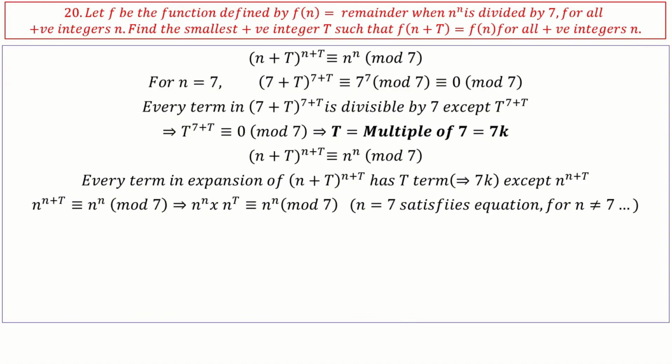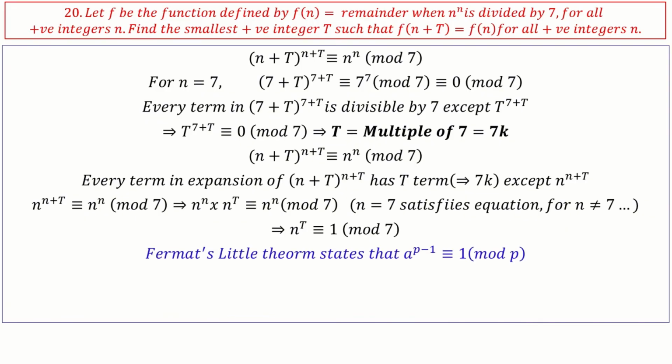Simplified problem. Now first check for n equal to 7. Does this satisfy or not? This is nothing but n^n times n^t congruent to n^n mod 7. n equal to 7 satisfies this. Okay. For n not equal to 7, what happens? I can definitely cancel n^n on both sides. So I get n^t congruent to 1 mod 7. If n^t is congruent to 1 mod 7, then the given conditions are satisfied. So n^t congruent to 1 mod 7 is my underlying condition, right?